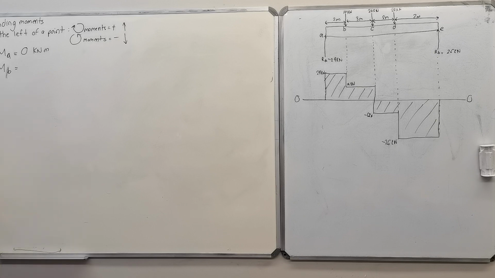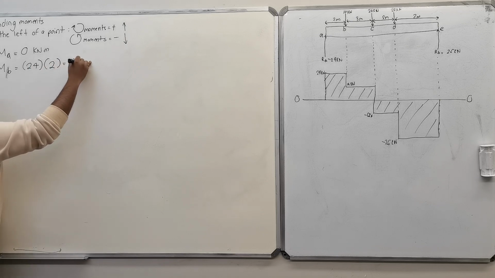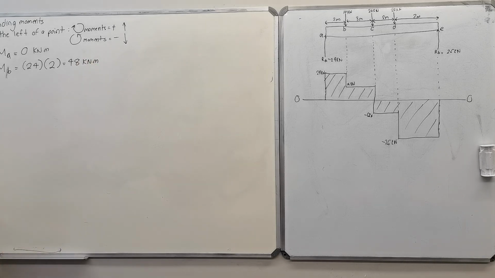So, with a bending moment, how do you work out a moment? 24 times the distance. How far away is that RA, the force that's acting, from B? 2 meters. So this would be equal to positive 24 times 2 meters, which would be 48 kilonewton meters. Right? So far we go to that.